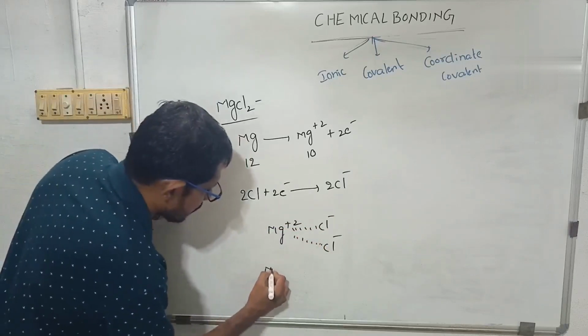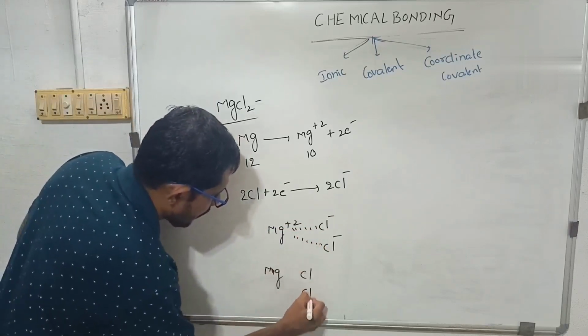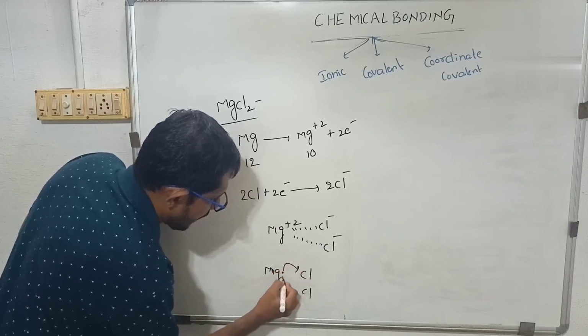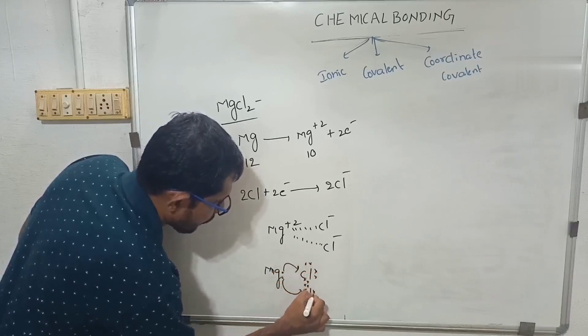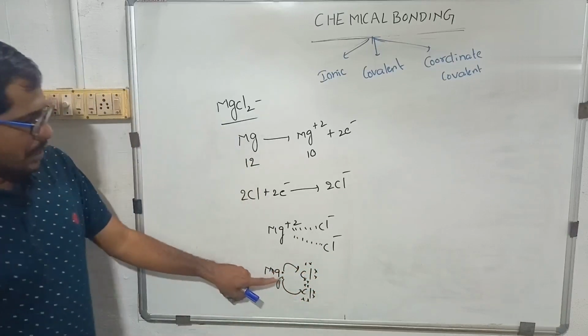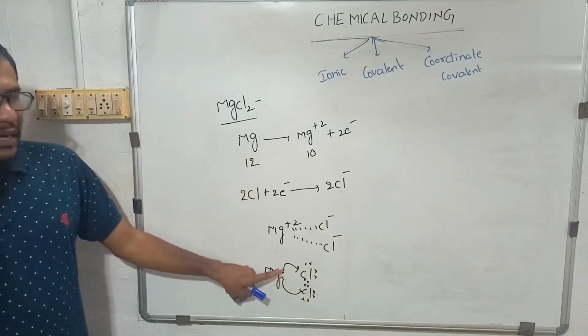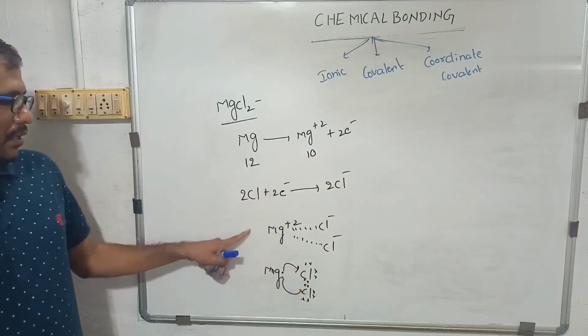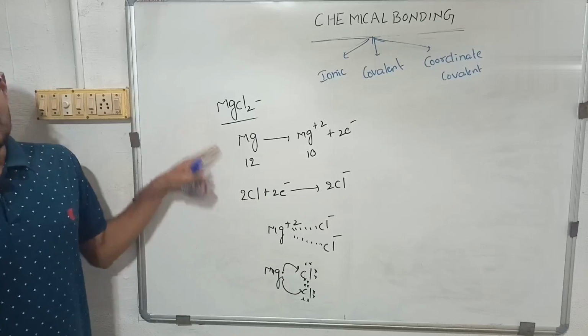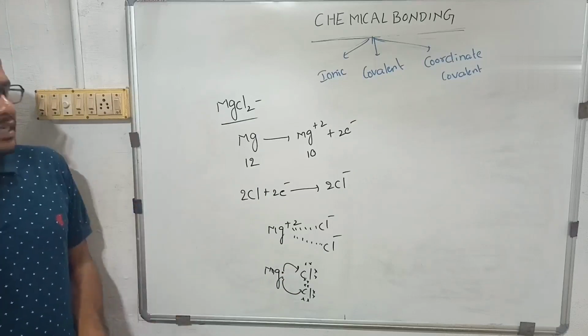We can also show this for magnesium. One electron will be taken up by one chlorine, another electron will be taken up by another chlorine. We can also represent that magnesium has 2 electrons, one electron taken up by one chlorine and another electron taken up by the other chlorine. In such a way, we can show the ionic bond formation in magnesium chloride.